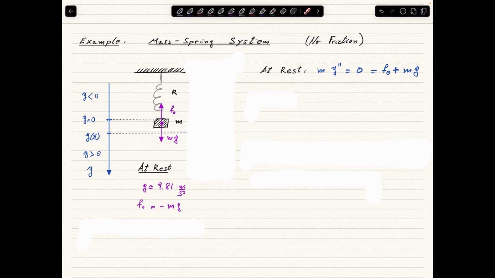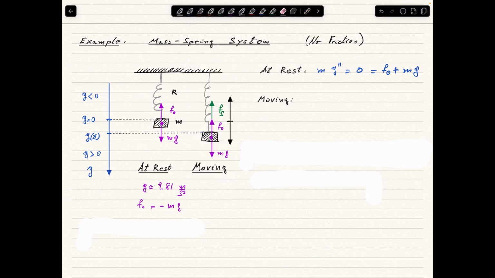What we said here. Now what happens when the spring is moving? When we pull it a little bit and we release, the spring is going to oscillate back and forth. So we are going to have this situation here. The weight is still there and it's not changing, and we are going to call F0 the force that balances the weight exactly.